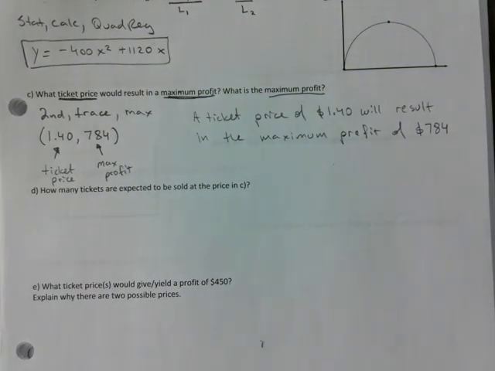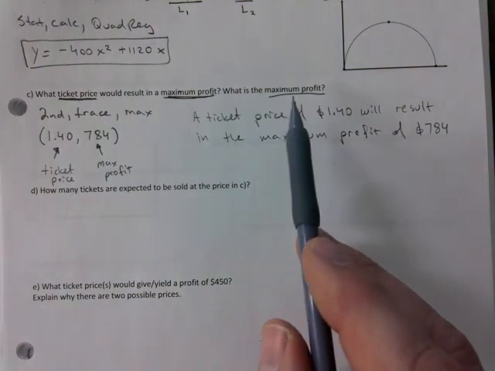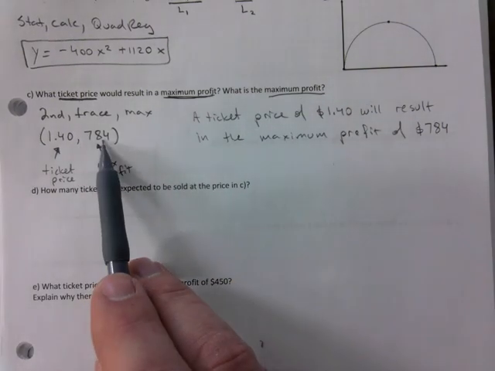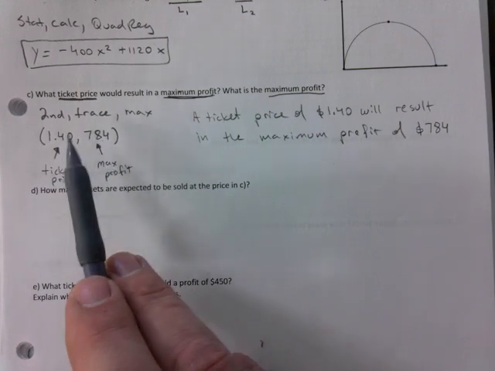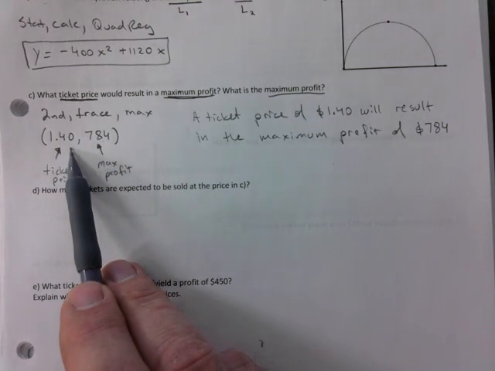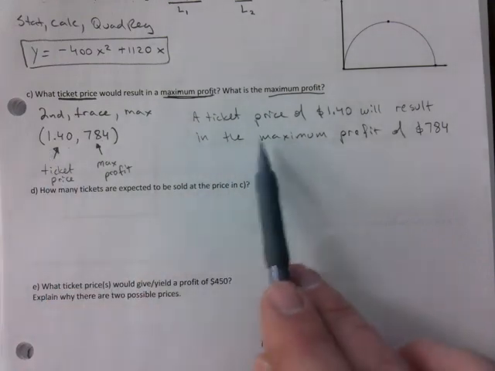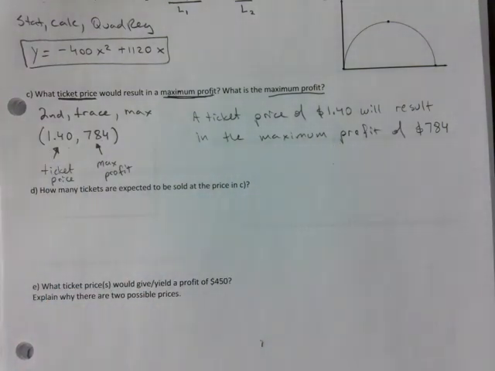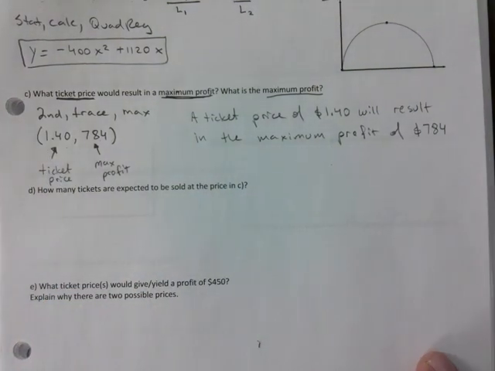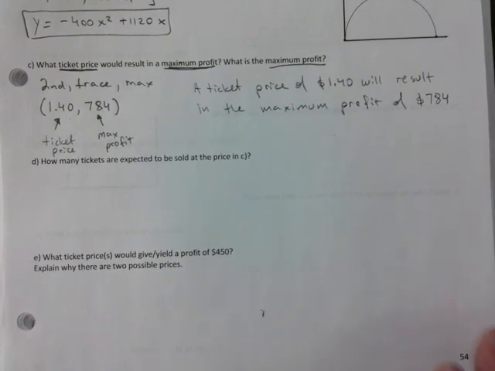But the vertex gives us two things, right? It could have just asked for what is the maximum profit, then you just grab this number. It could have just asked for what ticket price will give me the maximum profit, then you just grab the 1.40. I just answered both because it applies in this case, right? So just let me know you understand which number is which, and then I'm fine. You answer however you want, okay?